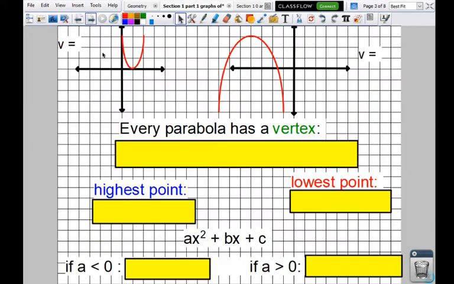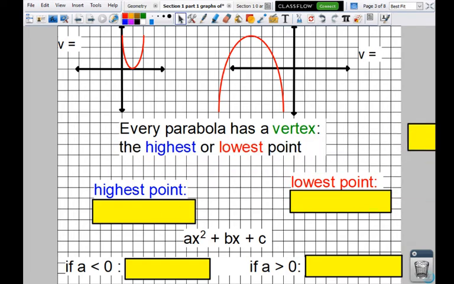So we're gonna look at some parabolas, different pieces of parabolas. Every parabola has a vertex, and your vertex is just the highest or lowest point. Your very highest or very lowest. That's all a vertex is. It's nothing super difficult.